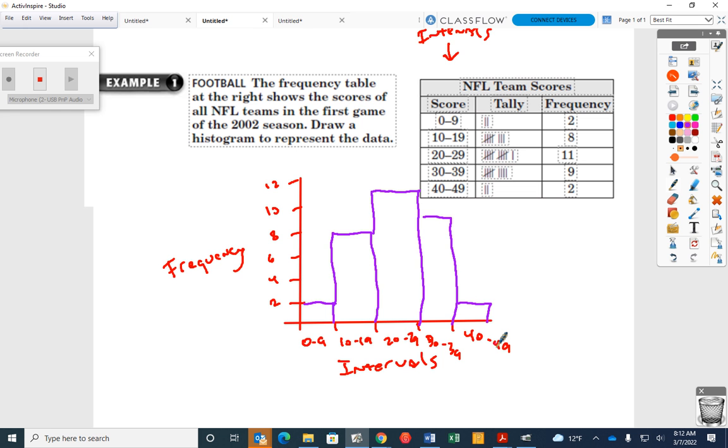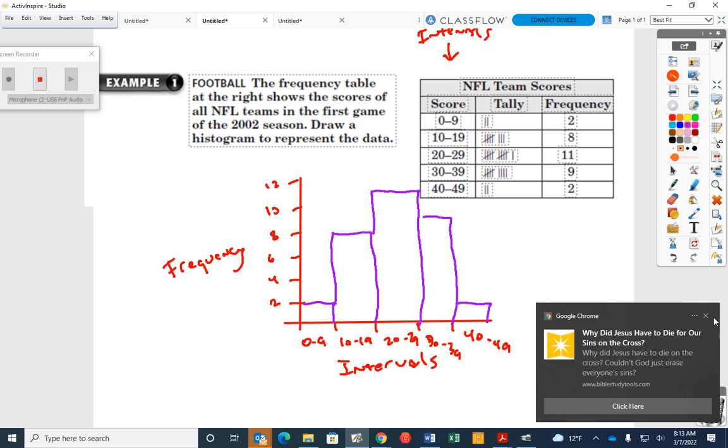Now, there's ways to read this display. Does anybody know what symmetrical means? Same on both sides. So if I look at this display, I could say this is roughly symmetrical. What does that mean?